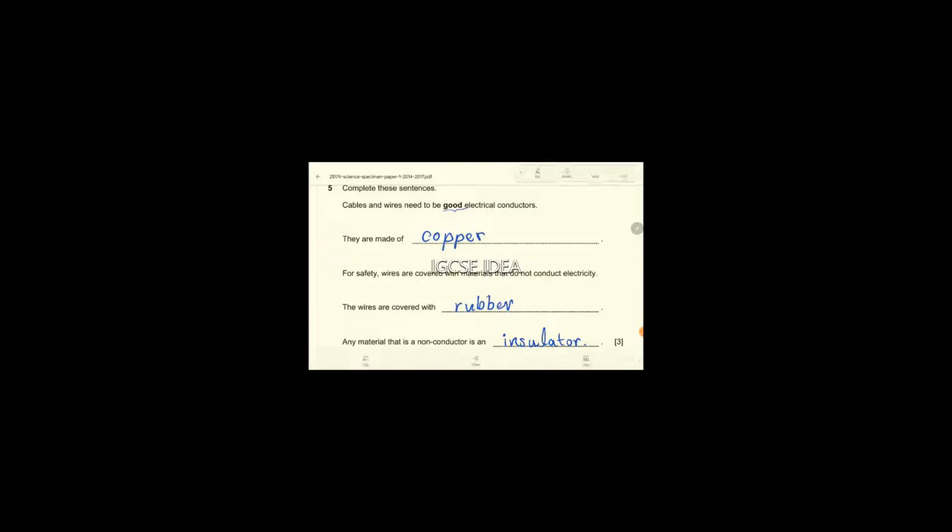Rosie is playing a drum. She increases the pitch of the note made. What does Rosie have to do to increase the pitch? Tick one box. Tighten the drum skin? Yes. Slacken the drum skin? No. Strike the drum harder? No. Strike the drum softer? No. So the first one is correct.